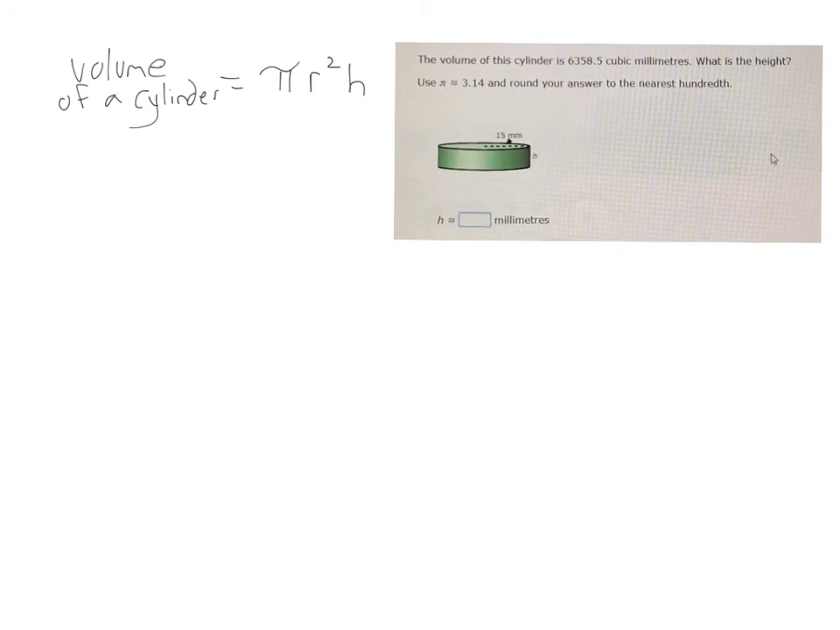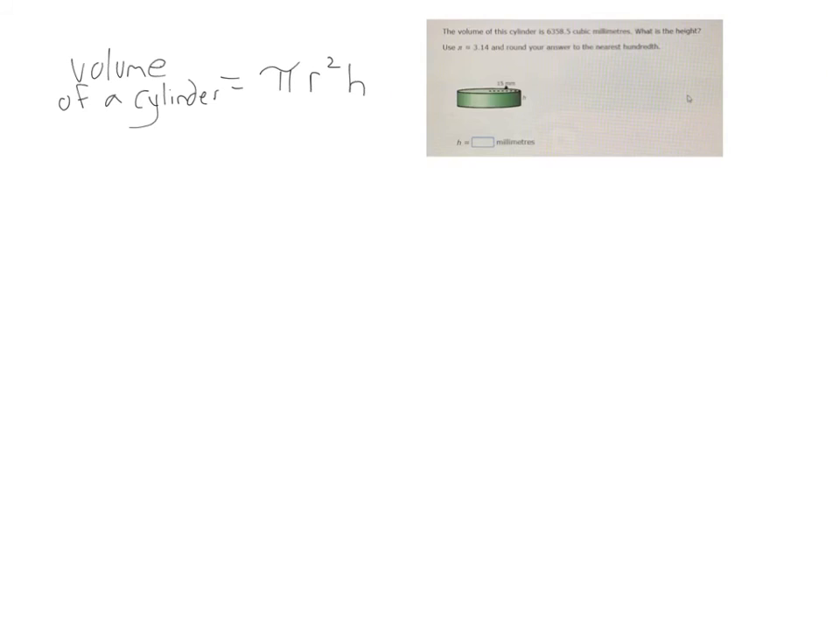This example, the last one we're going to look at, says the volume of this cylinder is 6,358.5 cubic millimeters. What is the height? Use pi is approximately equal to 3.14 and round your answer to the nearest hundredth. So this is another one of those where they've given us the volume already, and we need to use our algebraic understanding to solve for the height.